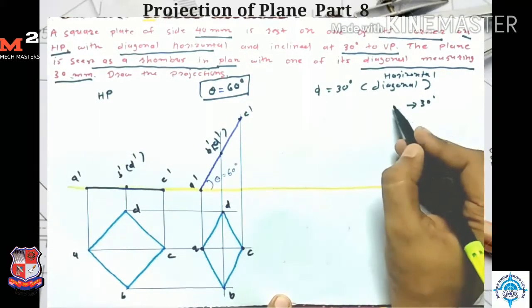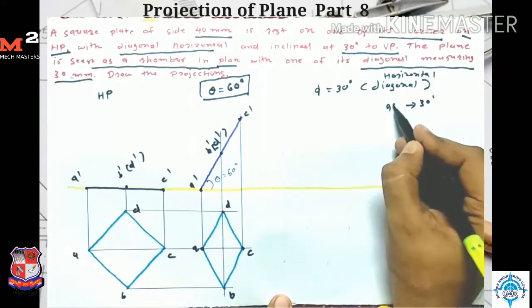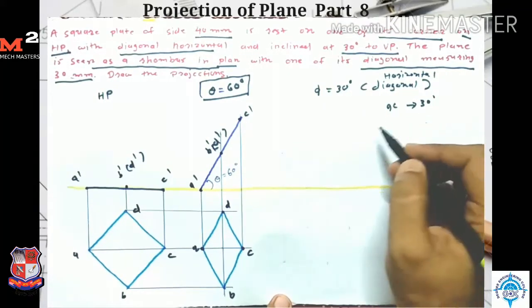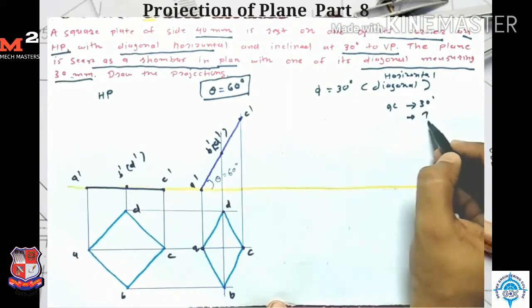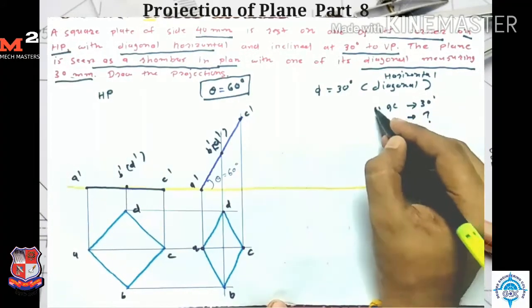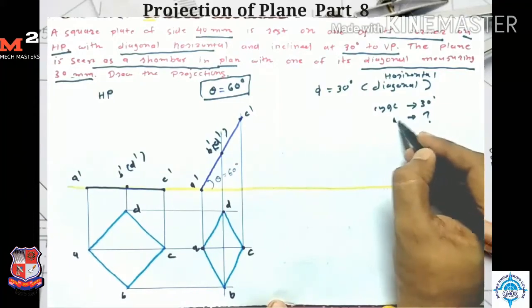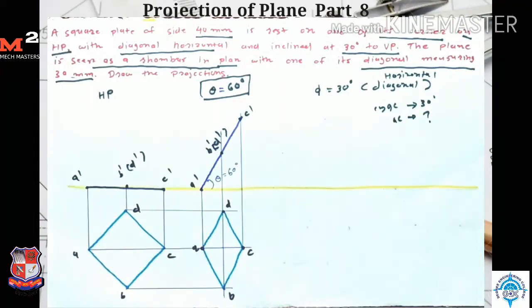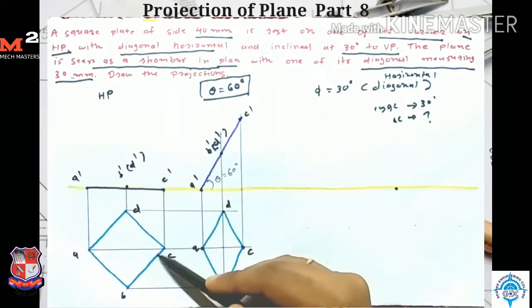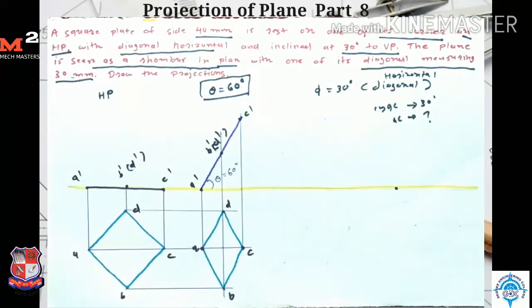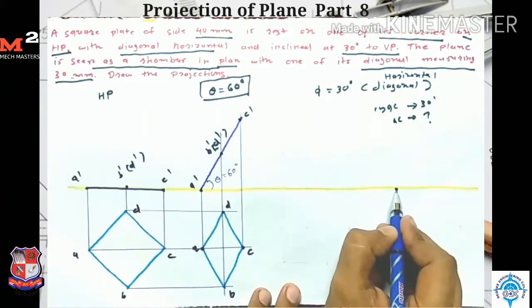In the first stage, the length of AC is changed, so we need to find the new angle. Okay, this is for the first stage. In the second stage, the length of AC is changed, so we need to find the new angle. For finding the new angle, I first take one point here. Now I take the 30 degree for this length AC.